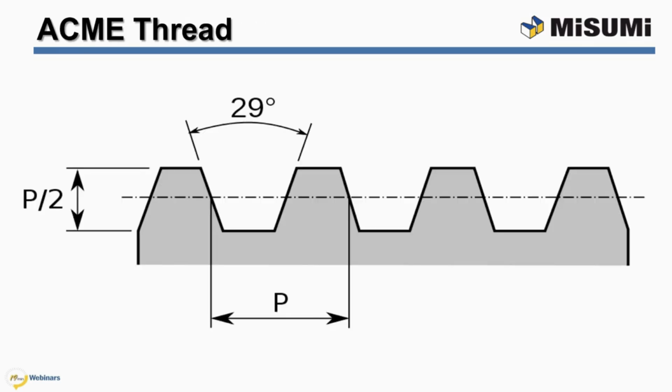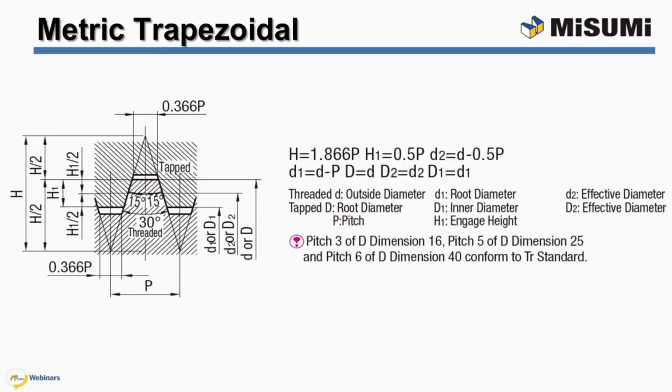The Acme thread form has a 29-degree thread angle with a thread height that is half of the pitch. This standard has been used quite extensively for a long time in the industry. Thread diameters are defined in nominal inch sizes. Metric trapezoidal threads are very similar to Acme threads, except the angle is 30 degrees instead of 29 degrees, and the thread dimensions are in millimeters instead of inches. It goes without saying that while similar, Acme threads and metric trapezoidal threads are not compatible with each other. It is this thread form that MISUMI uses on all of their lead screws.